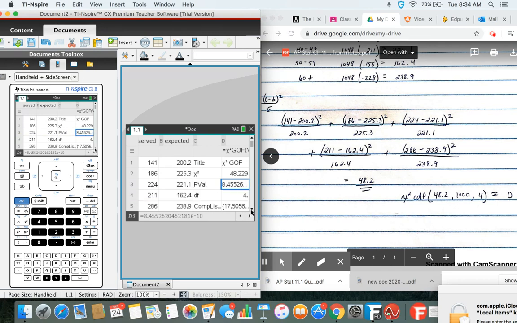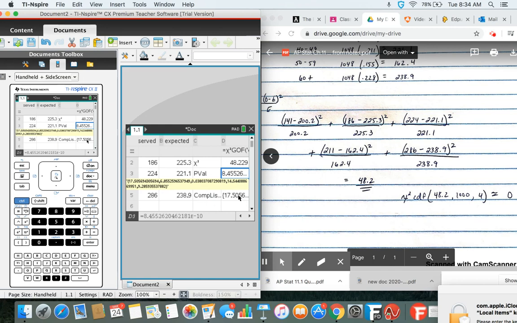All right. Here's another feature I just want to highlight: comp list. It stands for component list, and if you scroll over that, each one of those numbers there corresponds to, I guess the right word is the quotients of these values here. So if we did the math for 141 minus 200.2 squared divided by 200.2, we would get about 17.5. And that's important because these are the numbers that lead to our follow-up analysis, if you will.